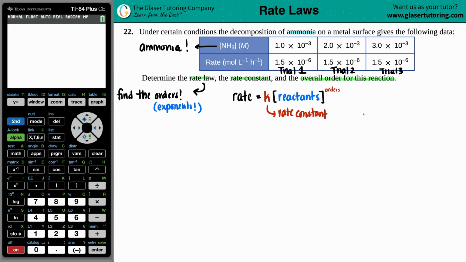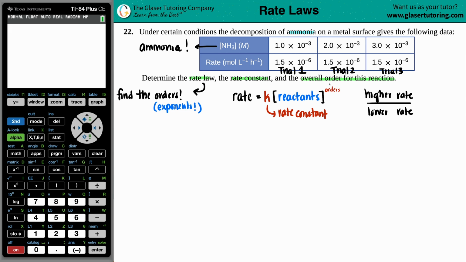Now, the easiest way to go about this is to always put the higher rate value over the lower rate. It just makes the math easier because you'll be dealing with numbers greater than 1 and not fractions. But if I look here at all my rates, they're all the same: 1.5 times 10 to the negative 6, 1.5 times 10 to the negative 6, 1.5 times 10 to the negative 6. So there's really no higher or lower rate. So instead, for this one, we could go by higher and lower concentration of NH3. And that's where you have the changing numbers.